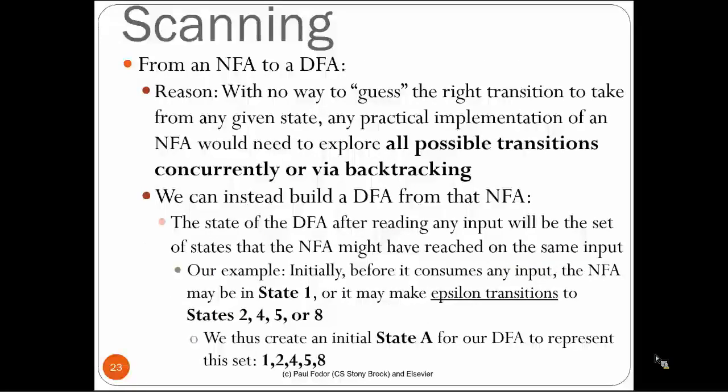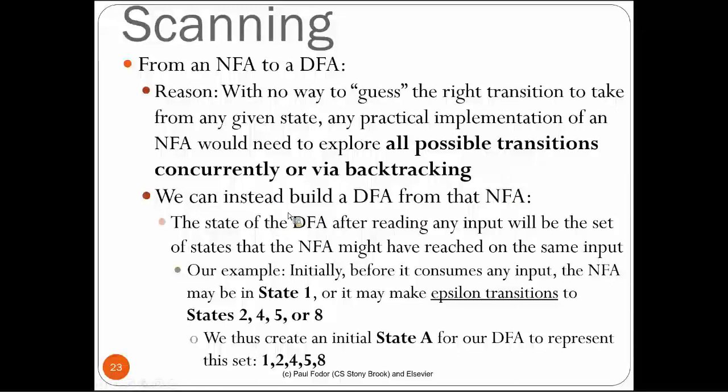Now we want to find a deterministic automata. With non-deterministic automatas, in order to guess what is the right transition, we have to take every single possible epsilon transition from the current state. So any practical implementation of an NFA would really require us to explore all the possible transitions concurrently, or to backtrack to follow other transitions. Instead, we will actually transform the NFA into the DFA.